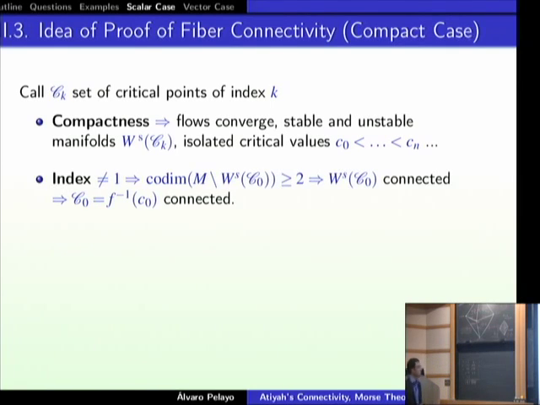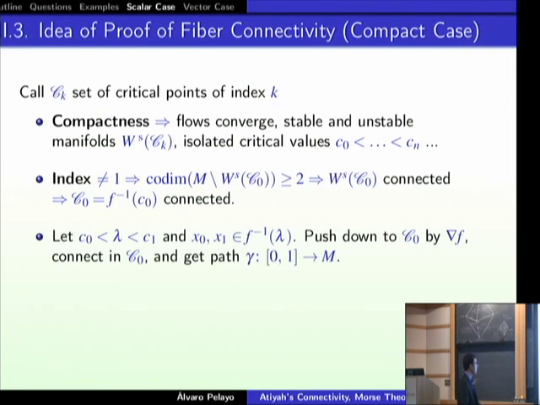Then, using the condition on the index, you can prove that the set of critical points of index 0 is connected. And once you know that the set of critical points of index 0 is connected, that coincides precisely with the fiber over the minimum, the absolute minimum of the function. And now what you do is you go to any other fiber. Let's assume the other fiber is nearby. And then you use the gradient flow to flow down. If you're nearby, you can do this. You flow down to the set of critical points of index 0. That is connected because you just proved that.